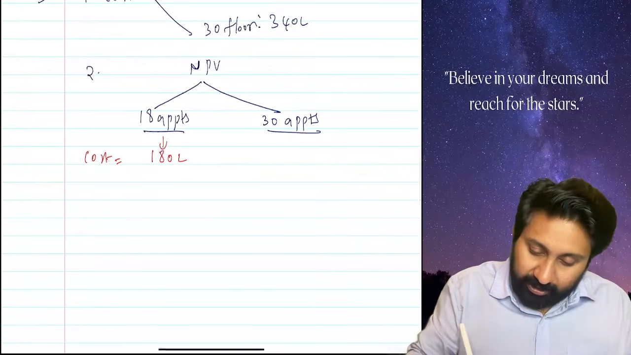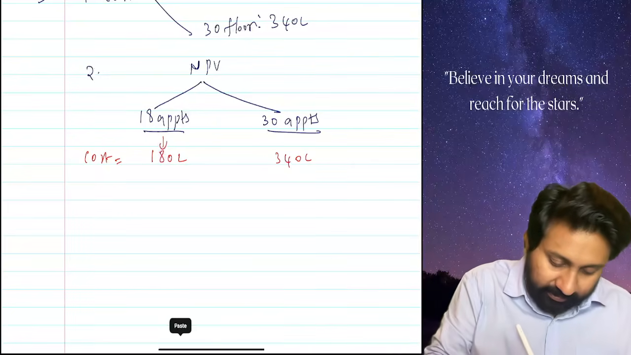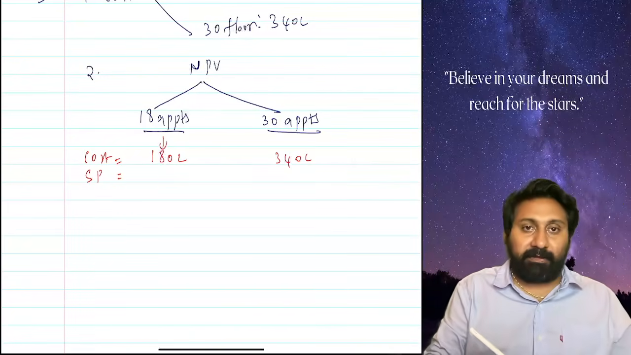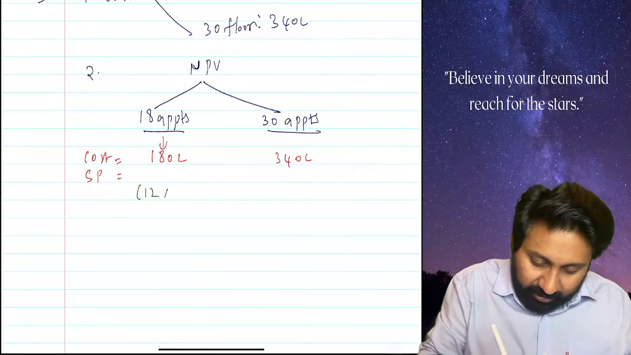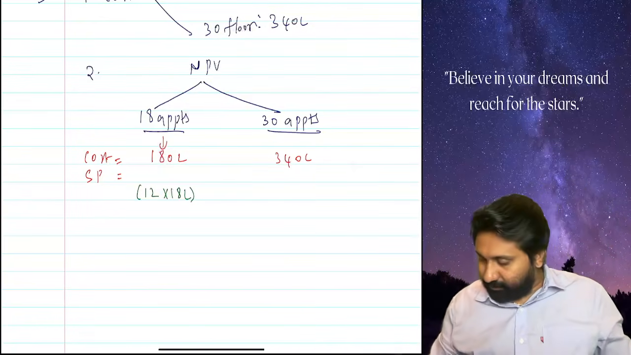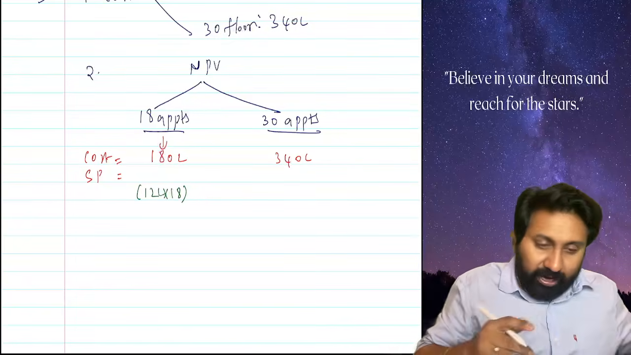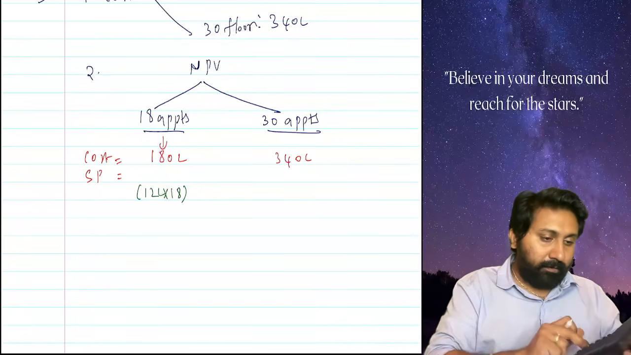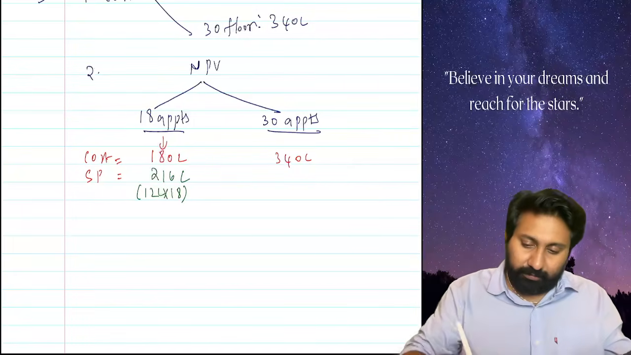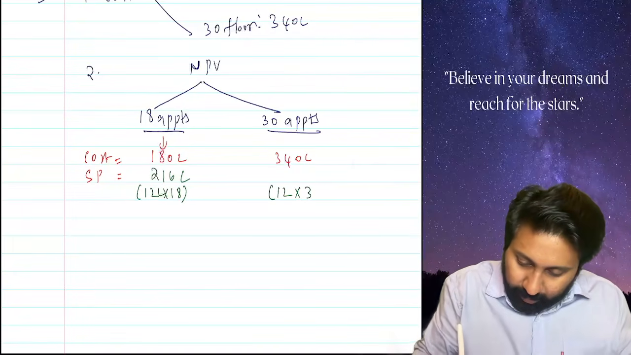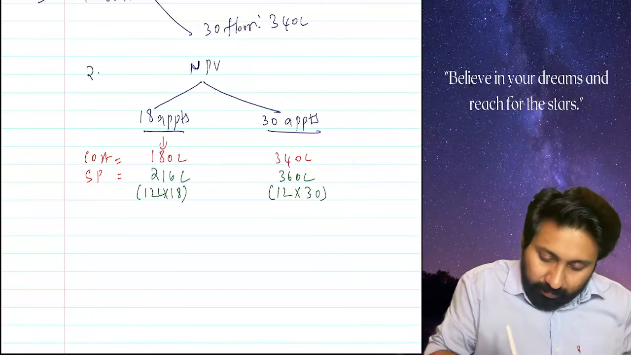180 lakhs. Here cost will be 340 lakhs. Sale price will be, at what price I can sell? I can sell at 12 lakhs into 18, 216 lakhs. Next, 360 lakh. Final answer.